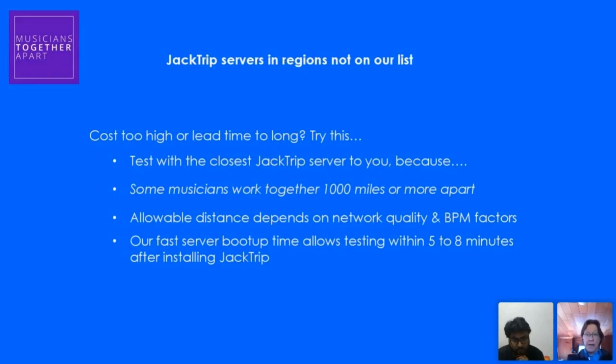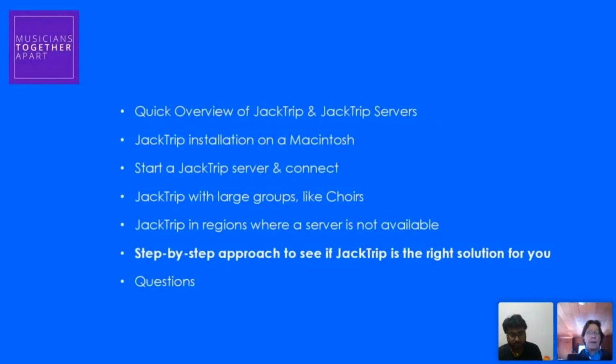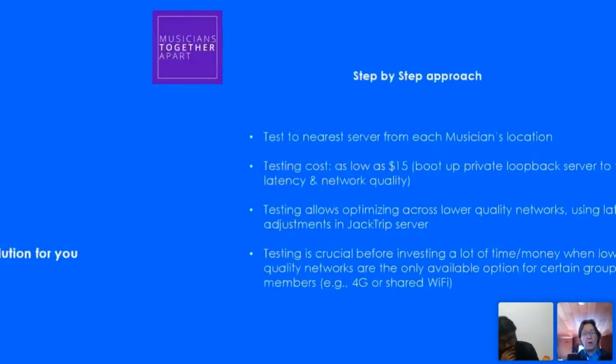And then that 1,000 miles obviously inserts extra latency. So you combine the beats per minute factor, network quality, and settings of 128 or 256 in the JackTrip server. With all that, you'll see why it's hard to offer a free test server, because it can take a while. It's all about fine-tuning and testing. If it does work out, you'd be very happy, because it's the only solution with that DVD quality audio. And then the step-by-step approach is kind of what I was just saying.